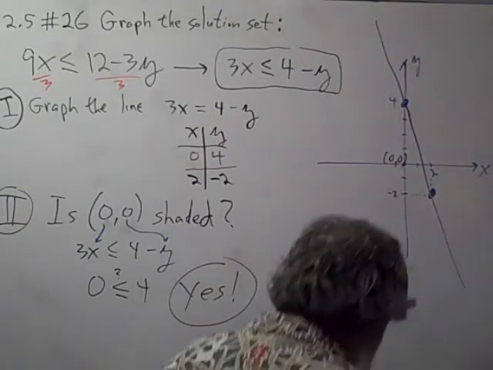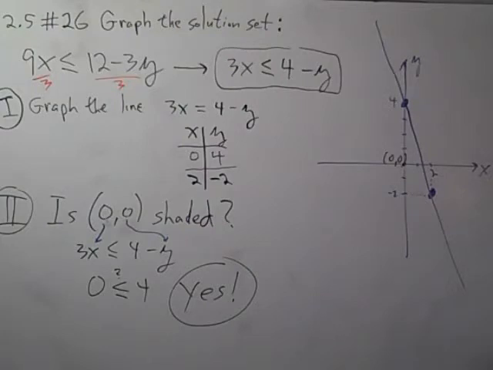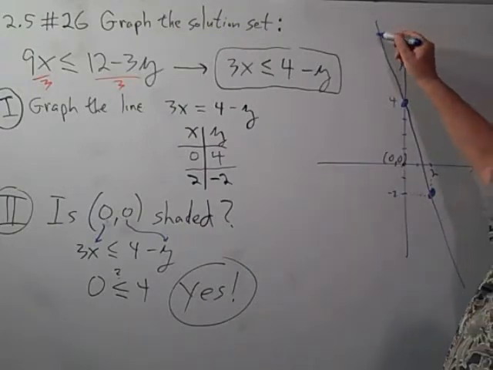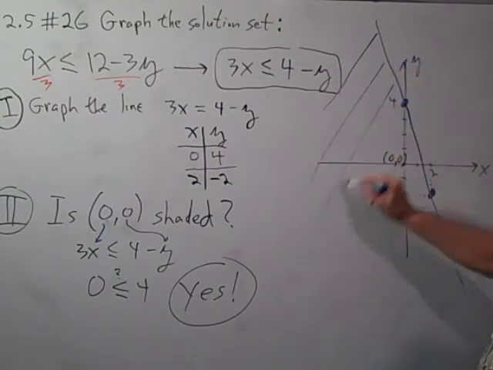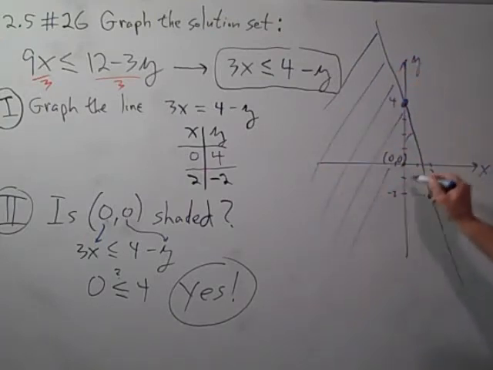So the origin is on the shady side of this line, and so the solution set is all of this to the kind of left and down side of this line. Every point on the left side of this line satisfies the original inequality, and every point on this other side does not.